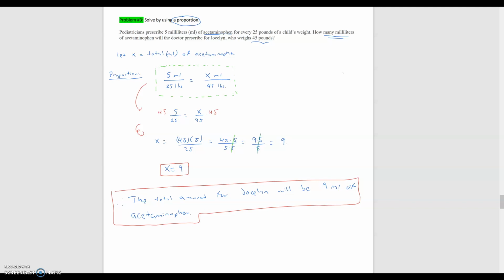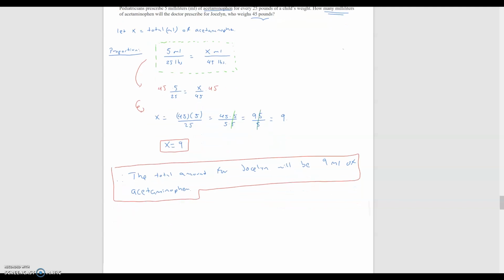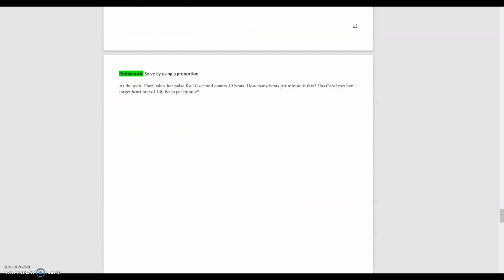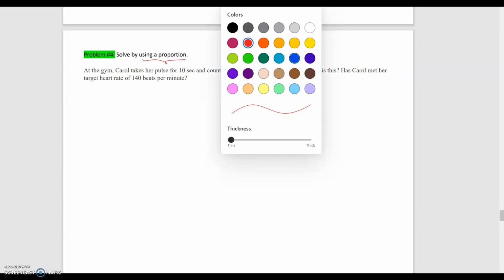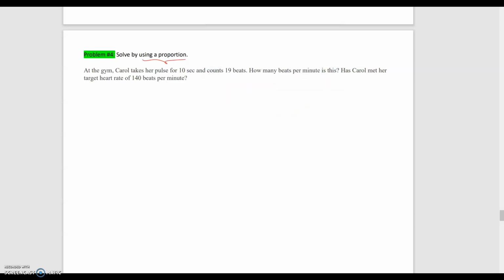Let's move on to problem 4. And in problem 4, they're also asking for us to set it up as a proportion. And let me see what we have on this one. So in this case, the pulse is 10 seconds and 19 beats. So the proportion, it's going to be 10 seconds per 19 beats.